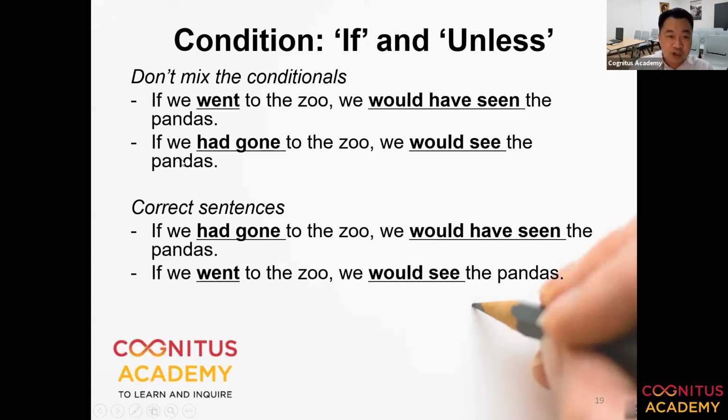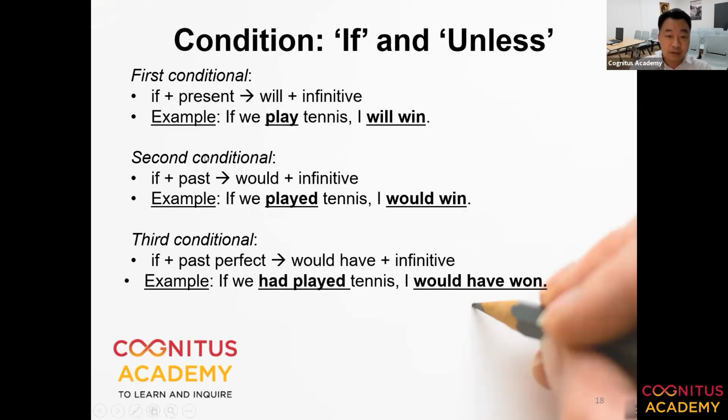So what we should write instead is, this is the third condition. We stick to the format for the third conditional. If we had gone to the zoo, we would have seen the pandas, right? If we went to the zoo, we would see the pandas. Now, both are correct. So the second conditional is below, the third conditional is above. So maintain the same structure, right? And don't mix the second and the third conditional.